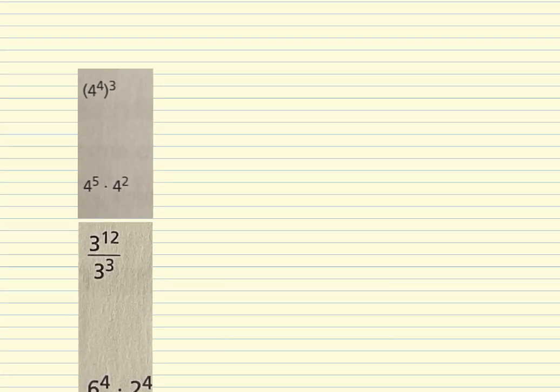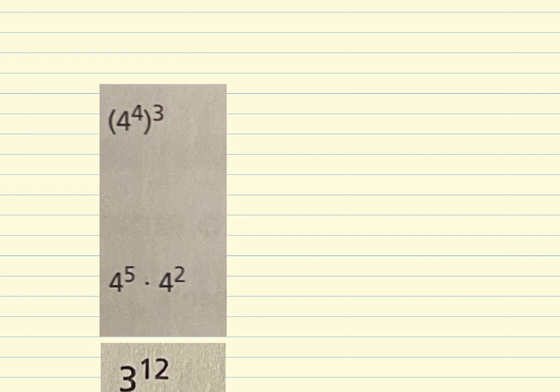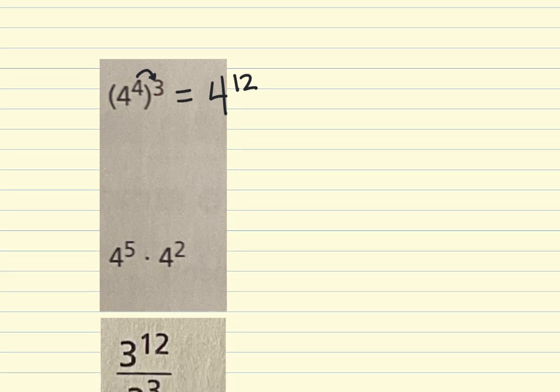All right, exponents. Let's take a look at this first one. When you are raising a power to a power, you are going to multiply those exponents. This would simplify to be 4 to the 12th power. So when you have a power to a power, you are multiplying those exponents.